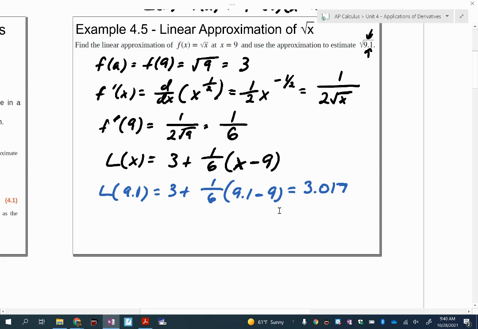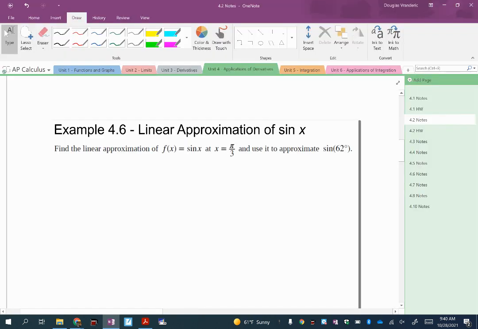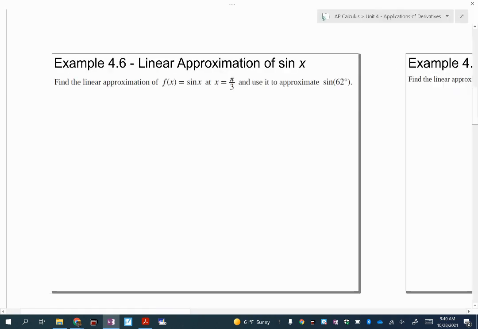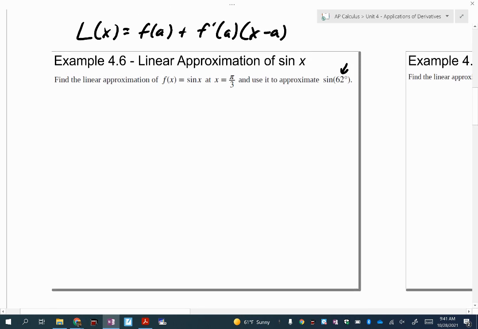Okay, so that's the first basic problem here. Let's keep going and do another one. The linear approximation of f of x equals the sine of x at x equals pi over 3, and we're going to use that to approximate the sine of 62 degrees. I'm going to do my same formula, which is f of a plus f prime of a times x minus a. So I need to find f of a first.